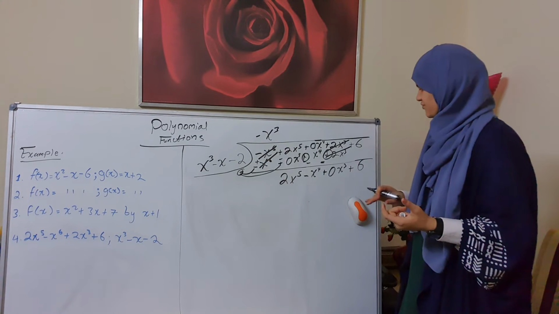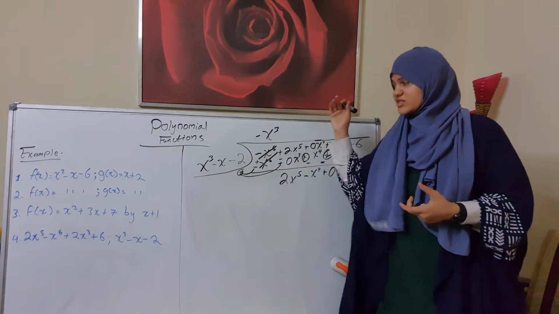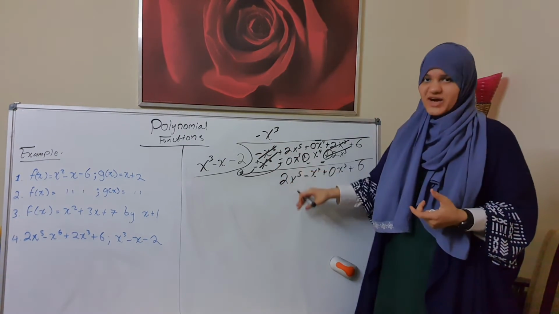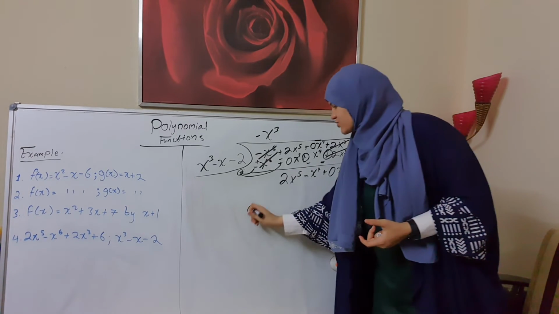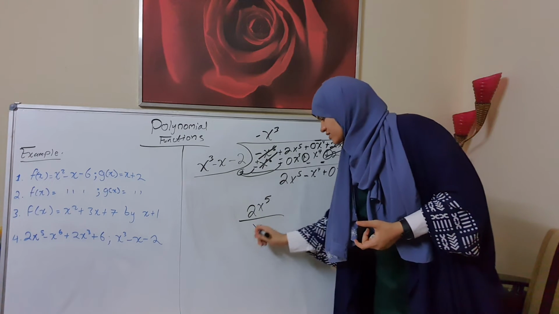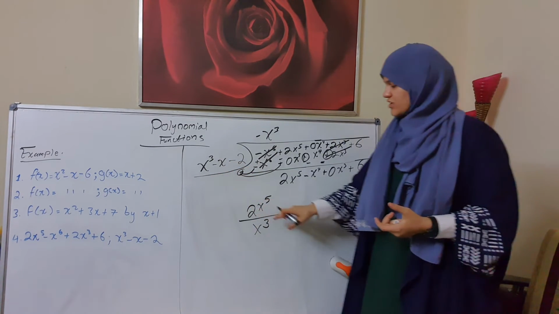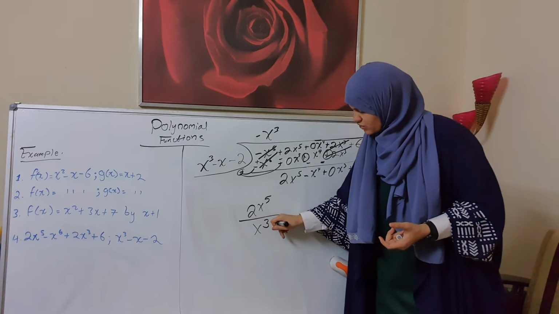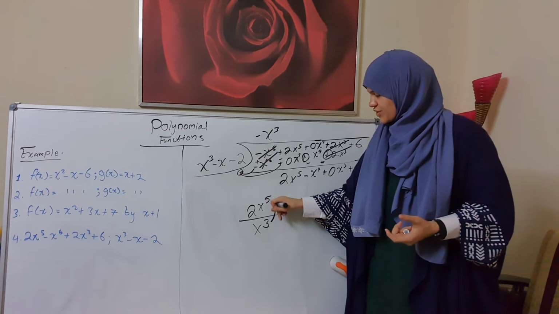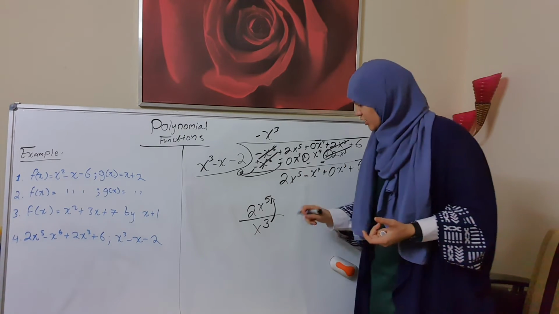Plus 6. Now what we will do here, we will divide also the divisor by 2x to the power of 5. So when you divide 2x to the power of 5 over x cubed, which is the divisor, what will it be? Here you will bring 3 up to the exponent of the numerator. So here it will be what?